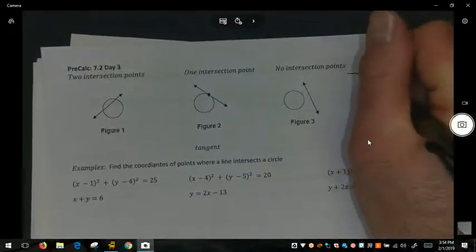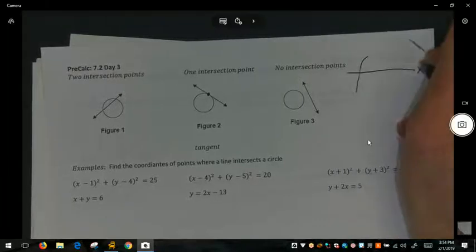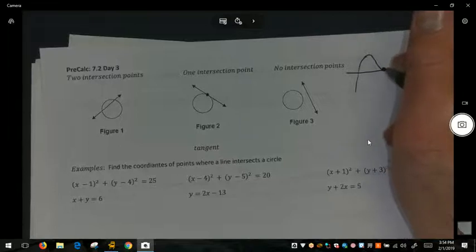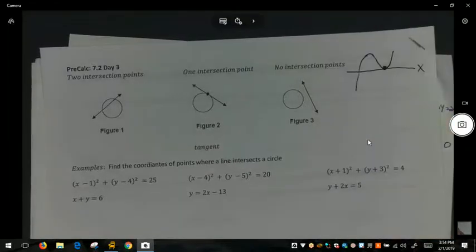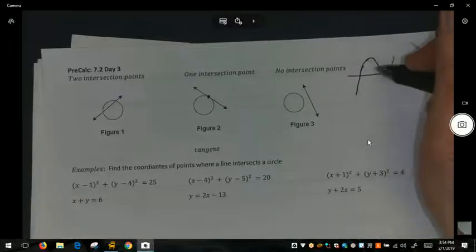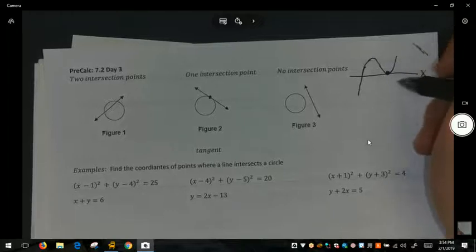Recall from when we did polynomial functions that we could have a graph that intersects the x-axis, or it could touch and bounce. And when it touches and bounces, that is said to be a point of tangency. To intersect is to cross over. To touch, but not cross over, is to be tangent.